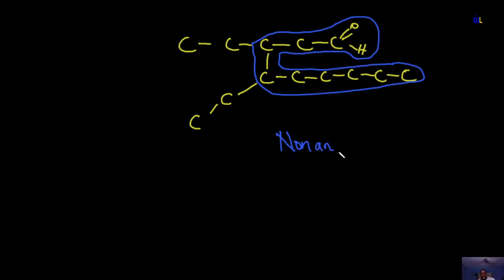Just remove the E. Because this is an alkyl, I will replace that E with Al. So this is going to be nonanal. So that's basically about this particular structure. Okay, to help buttress this point, why not you try this one?